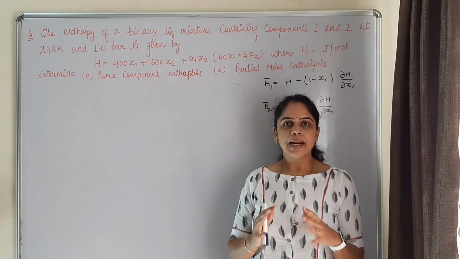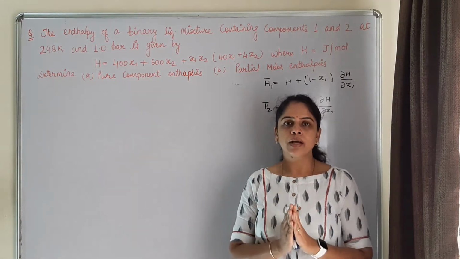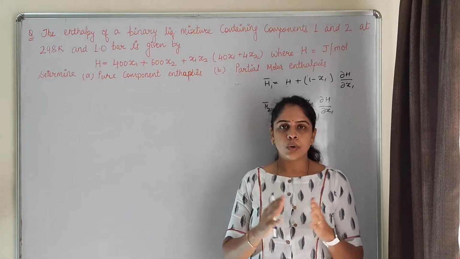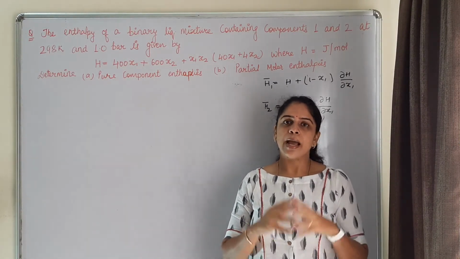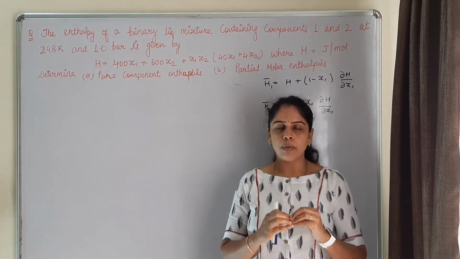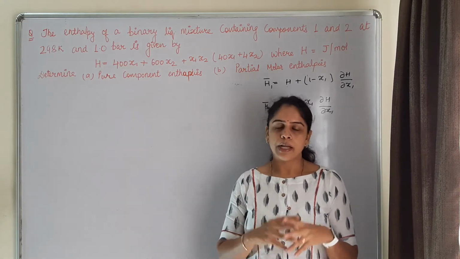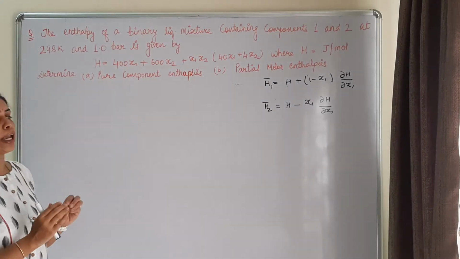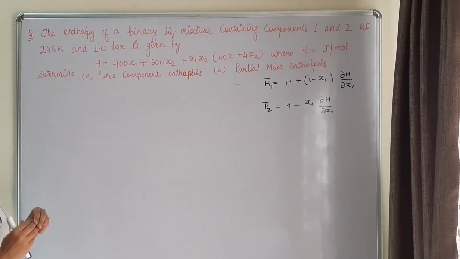Everyone. In my last video, we had discussed the determination of partial molar properties. In today's lecture, I am going to take one numerical problem based on partial molar property. So let's discuss. The problem is: the enthalpy of a binary liquid mixture containing components 1 and 2 at 298 Kelvin and 1 bar is given by.